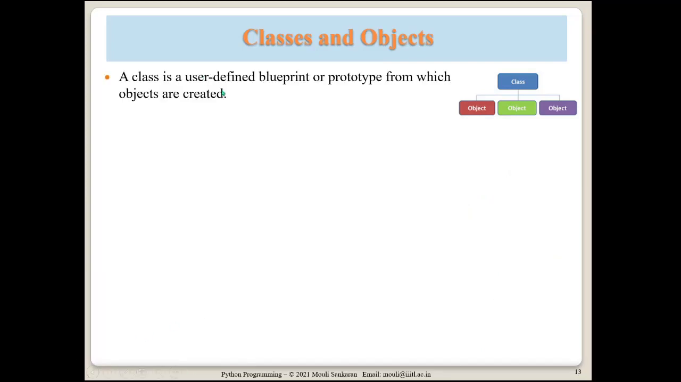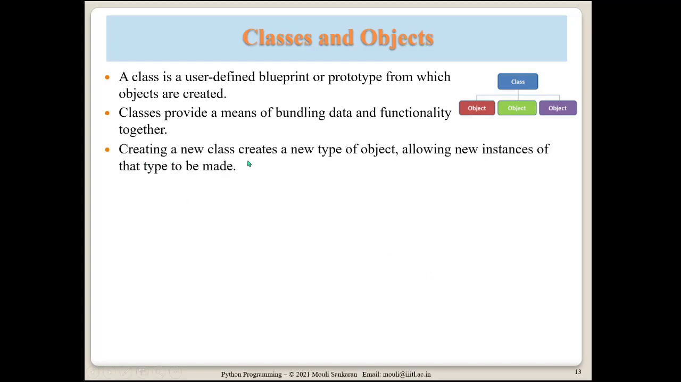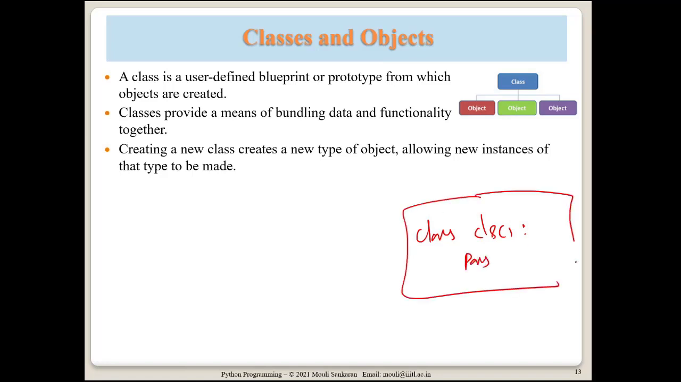Okay, what are classes? A class is a user-defined blueprint or a prototype from which objects are created. Classes provide a means of bundling data with functionality. Functionality means what operation we want to do on the objects or the data which is stored inside the object or a class. We define those methods. Creating a new class. Okay, in Python, even a class is an object. When I say class CLS colon maybe pass, this is the simplest class that I can define. This is capital, of course.